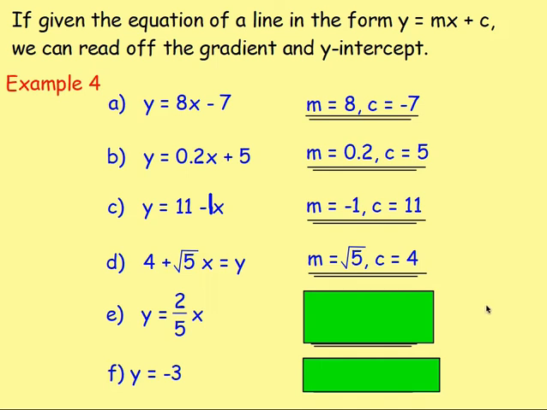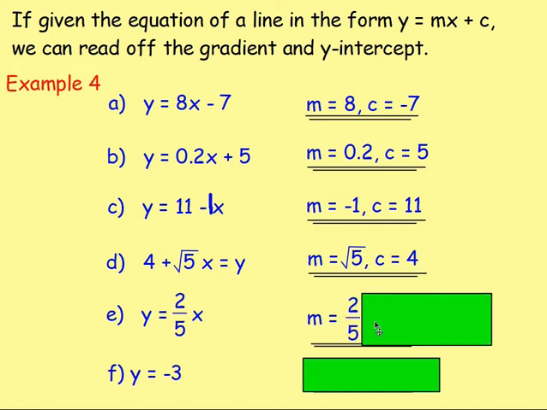For e, we've got y equals 2/5 x. What would you have for that one? Zian, what's the gradient going to be? Good. What are you multiplying x by? Well, you're multiplying x by 2/5. Therefore, the gradient is just 2/5. Make sure whenever you write the gradient, don't write an x beside it. It's just the number you're multiplying x by.